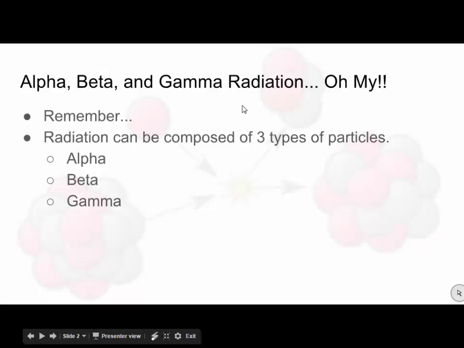Let's review our three types of particles that radiation is composed of. One is alpha, the second is beta, and the third is gamma. Remember, Rutherford did his experiment to discover those three particles.